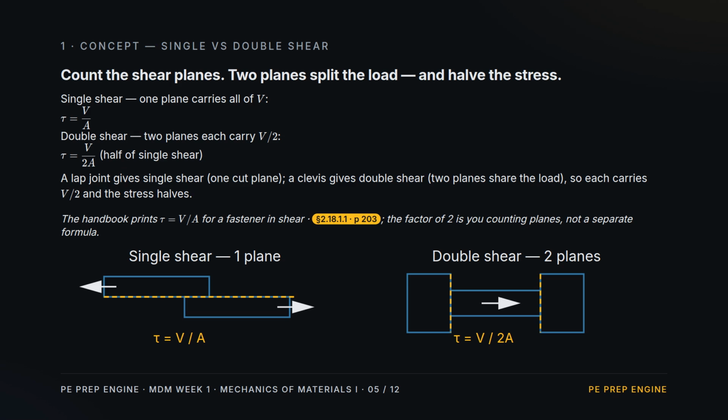Concept 3. Single versus double shear, the crux of the lesson. A lap joint cuts the pin on one plane, so that plane carries the whole load. Tau is V over A. A clevis grips the pin on both sides and cuts it on 2 planes. Each plane carries only half the load, so the stress is V over 2A, exactly half. The pin didn't change. You just counted how many planes are sharing the job.